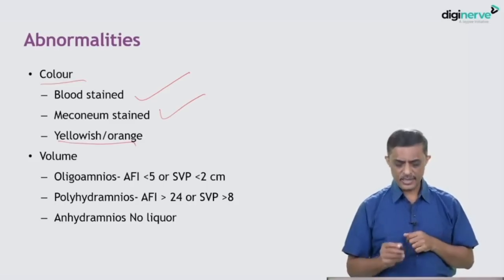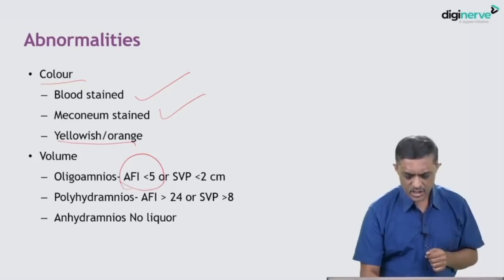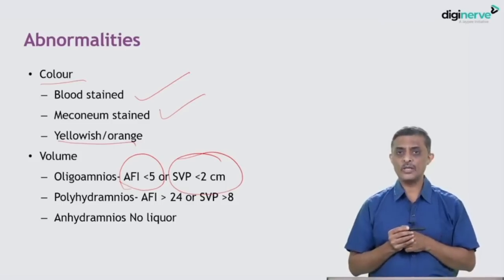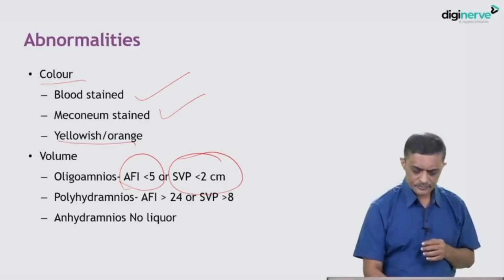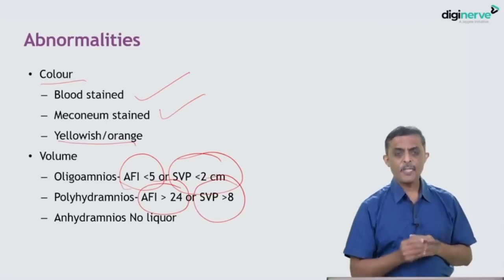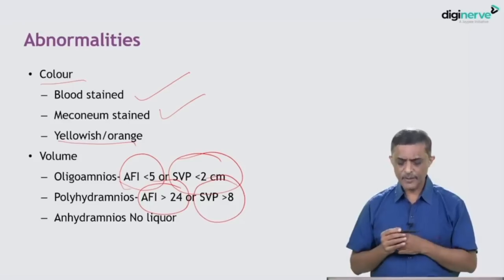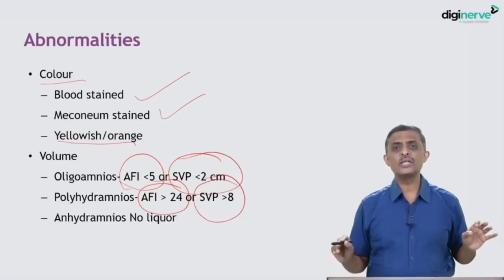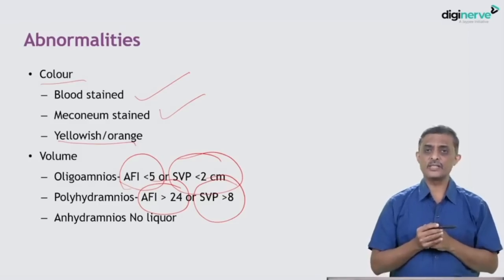Coming to volume abnormality, AFI less than 5 or single vertical pocket less than 2 cm is called oligoamnios or oligohydramnios. AFI more than 24 and single vertical pocket more than 8 cm is called polyhydramnios. Sometimes there is absolutely no liquor, totally absent. You cannot find a single speck of sonolucent area to measure the liquor. That condition is called anhydramnios, which means there is no liquor.